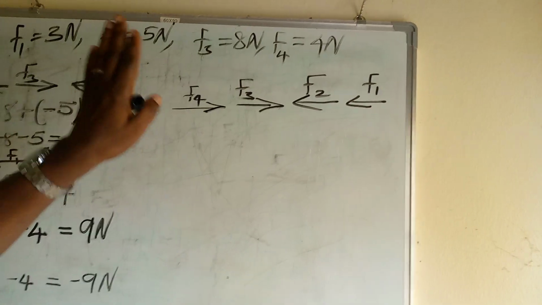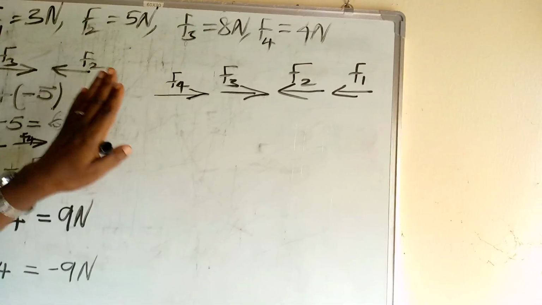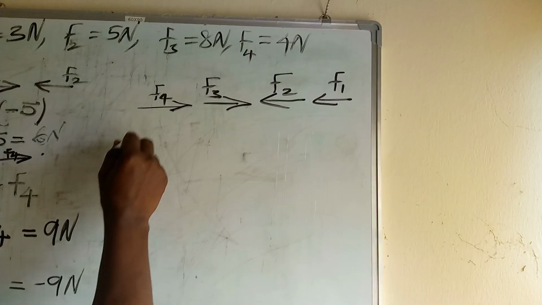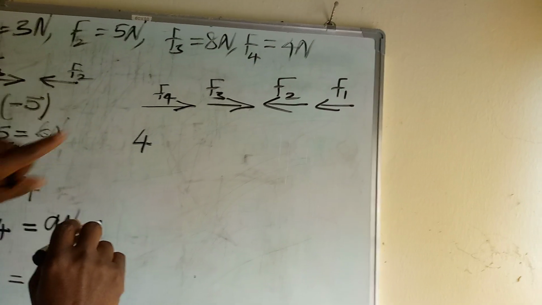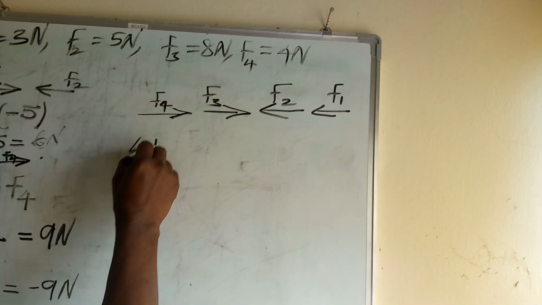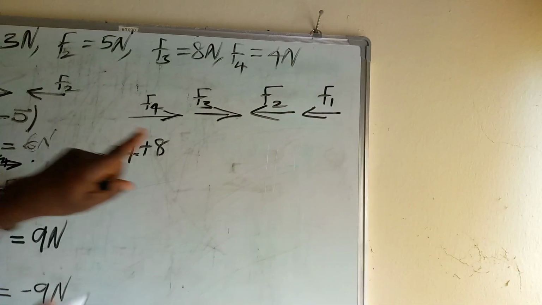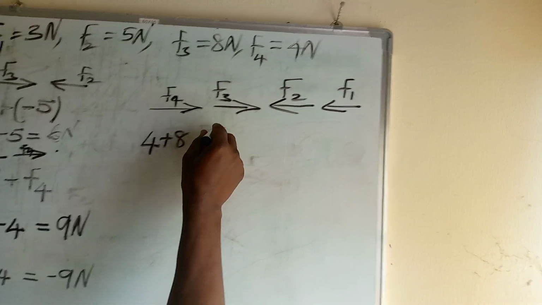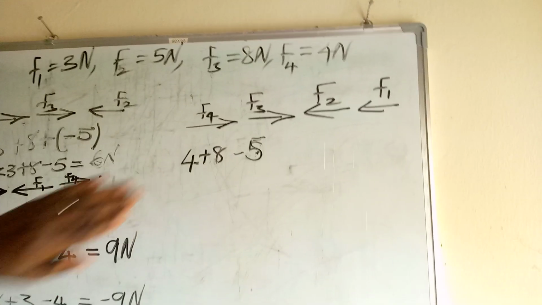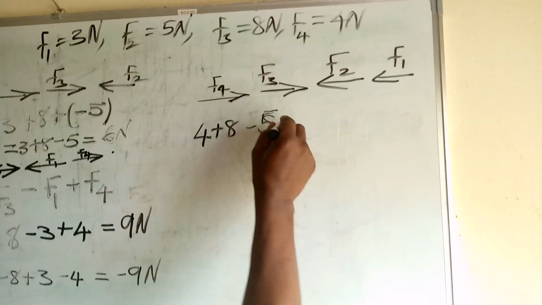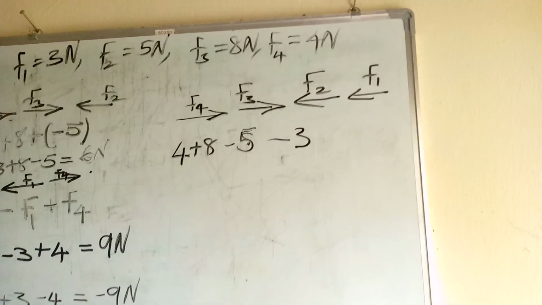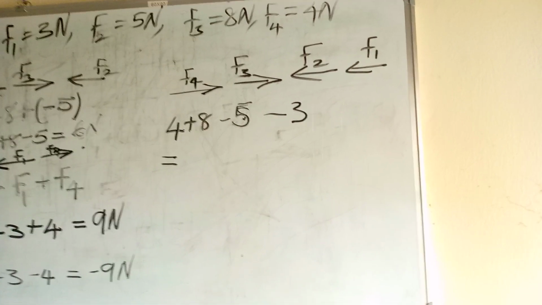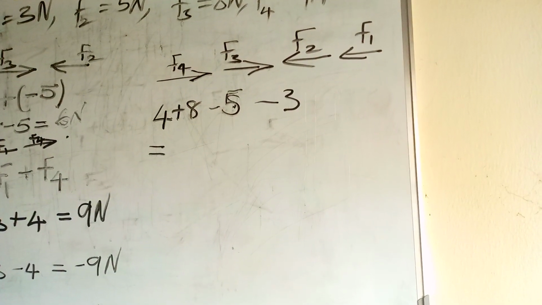If we now decide which direction is positive, if we say the direction of F4 is positive, then to get the resultant we have 4, which is F4 positive. F3 is in the same direction, plus 8. The direction of F2 becomes negative, minus 5. The direction of F1 becomes also negative, minus 3. So the resultant now becomes 4 plus 8, which is 12. 12 minus 5, that is 7.